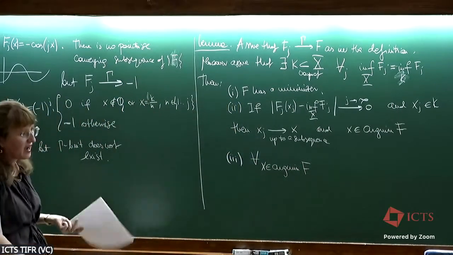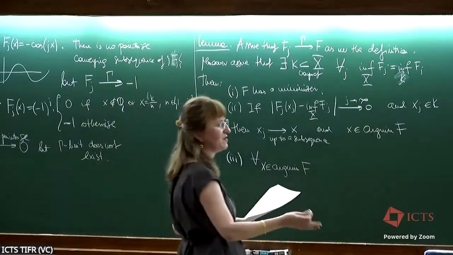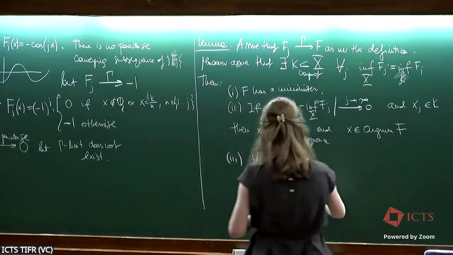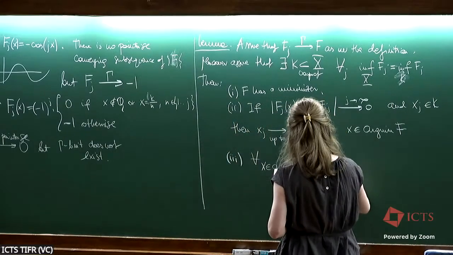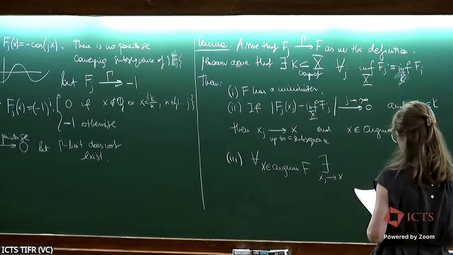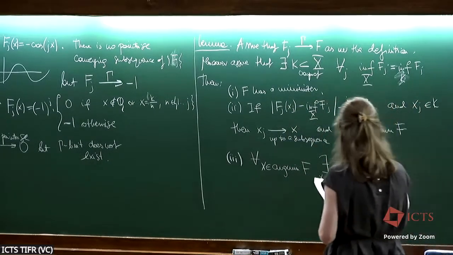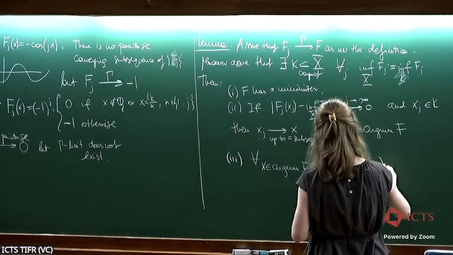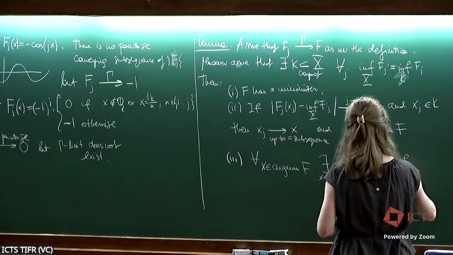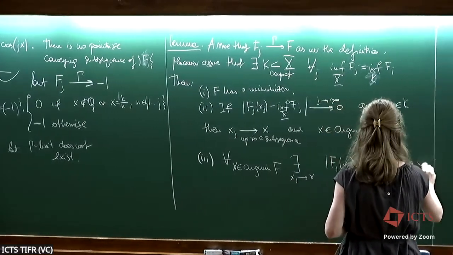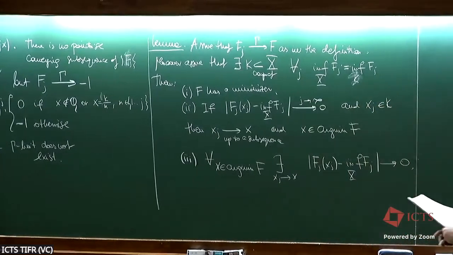And vice versa, three, for every x that's a minimizer of f, I can recover it in the limit of approximate minimizers, infimizers of fj's. So for every x like this, there exists a sequence of xj's converging to x such that fj of xj minus the infimum over X of fj converges to 0. Proof?